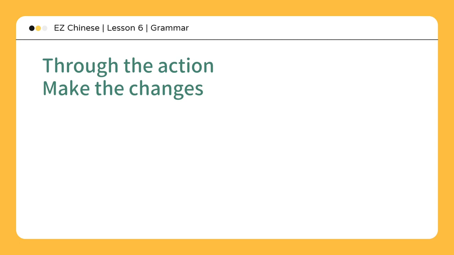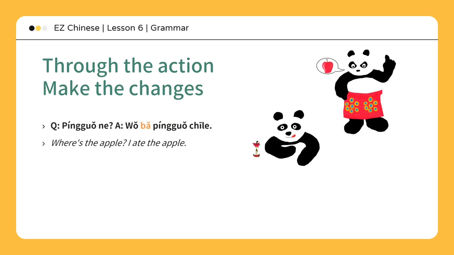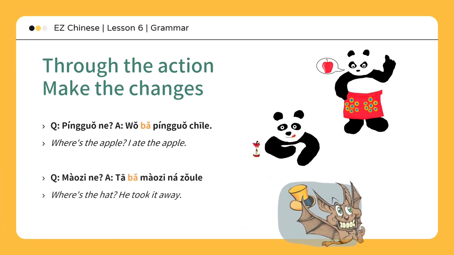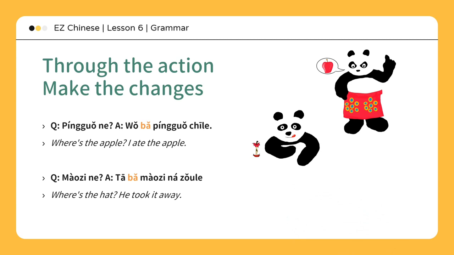In a ba sentence, the predicate verb must be followed by some other element. Le is the complement of the result, completing the action. 苹果呢？Where's the apple? 我把苹果吃了。I ate the apple. 帽子呢？Where's the hat? 他把帽子拿走了。He took it away.